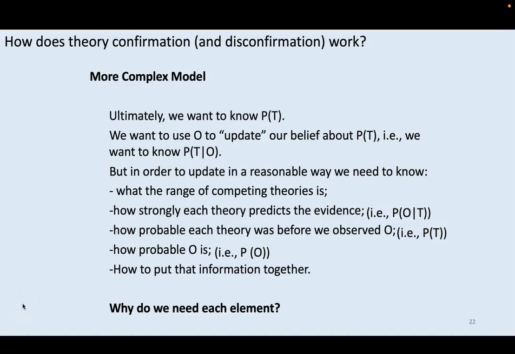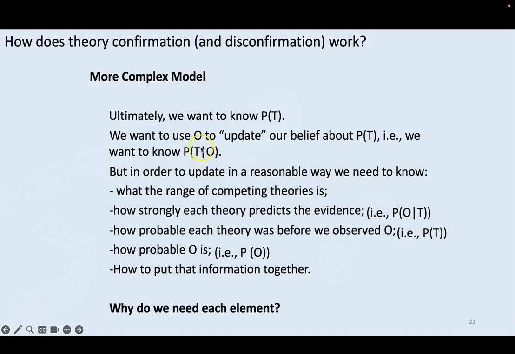So last time we finished here, we suggested that in science, often what we want to know is the probability of a theory, and in scientific reasoning, often what we want to do is update the probability we assign to the theory based on some observation. So we want to know the probability of the theory given an observation.